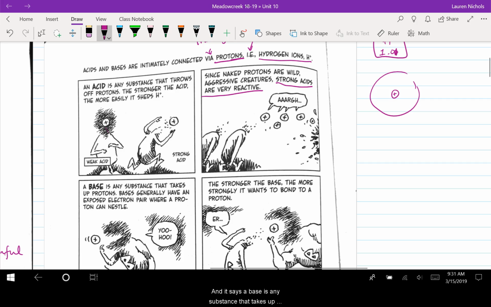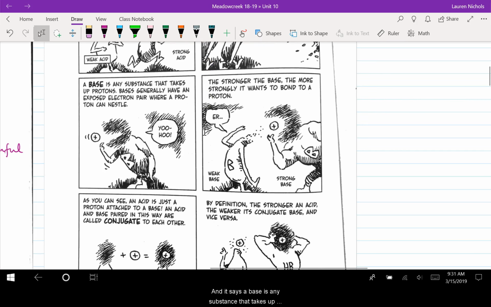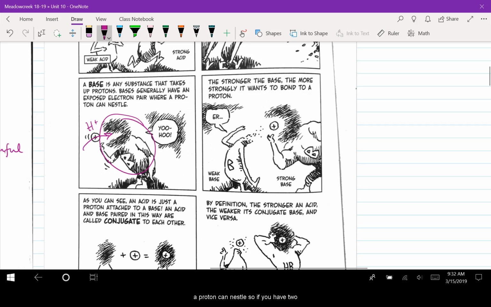And it says a base is any substance that takes up protons. Okay, so a base is going to take up the proton. So this is the base, and it's receiving the proton, or the H plus. Okay, bases generally have an exposed electron pair where a proton can nestle. So if you have two electrons, then your proton can come in between them. Okay, and that keeps the negative charges away from each other. And it says the stronger the base, the more strongly it wants to bond to a proton.